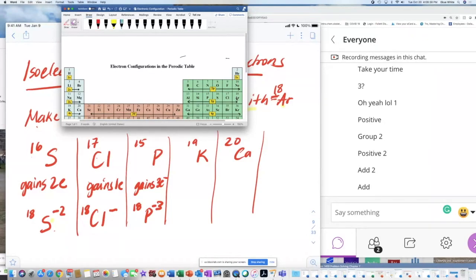Does it have to gain or lose? It has to lose, exactly. Potassium loses 1 electron, and then it becomes K plus. Now it has 18 electrons when it's K plus, right?